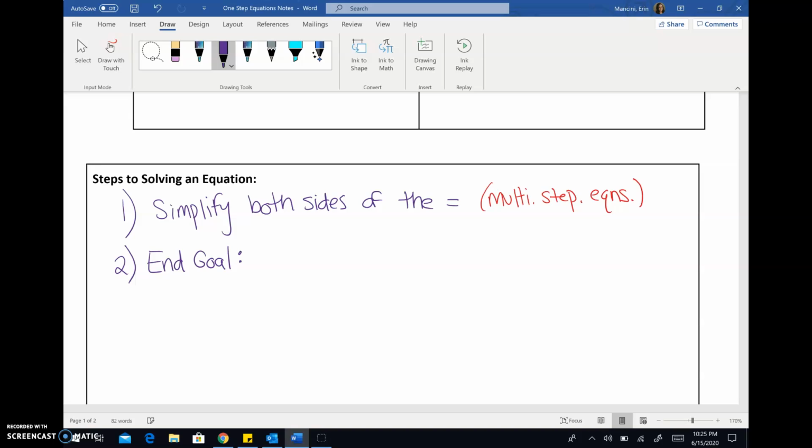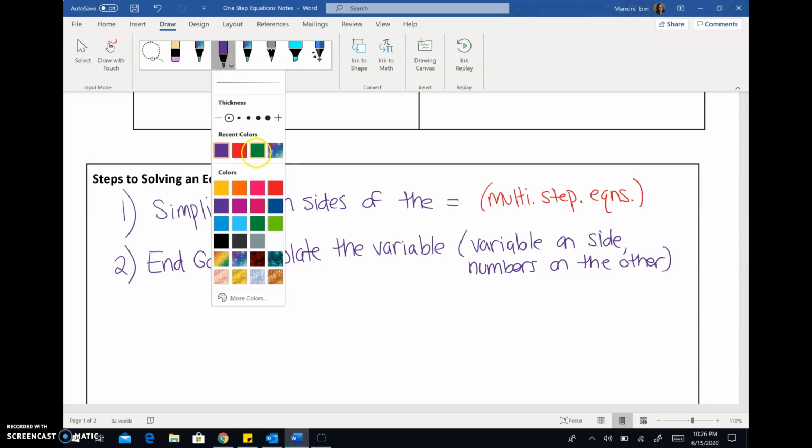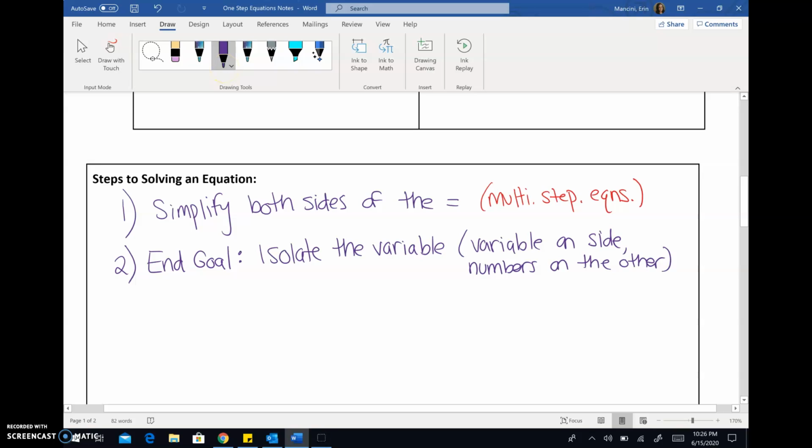Let's write that down. Make sure you're writing this down as well. Actually, I'm going to rewrite this. I'm going to isolate the variable. And then in parentheses, I'm going to explain what that means. Okay, so you're going to get the variable on one side of the equal sign and numbers on the other side of the equal sign. Abbreviating that a little bit there. Okay? And I guess this is step 3, but it's really more of a two-part step.